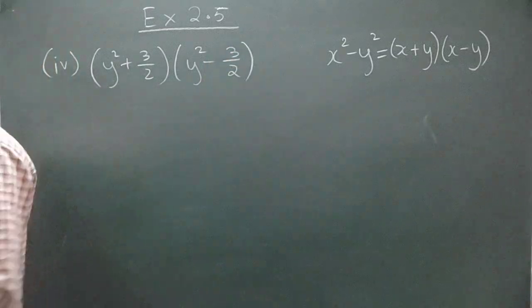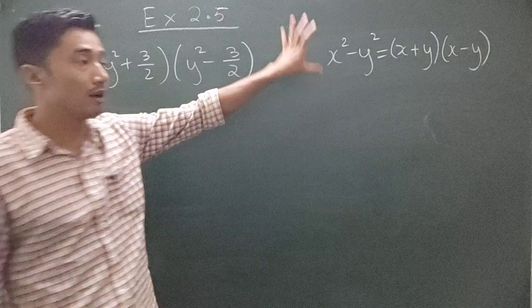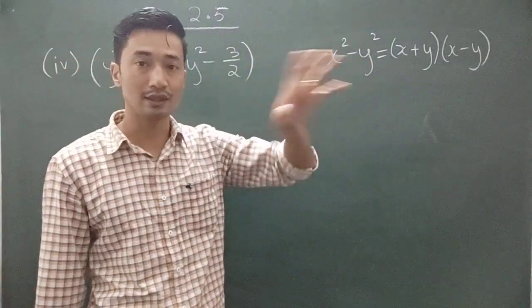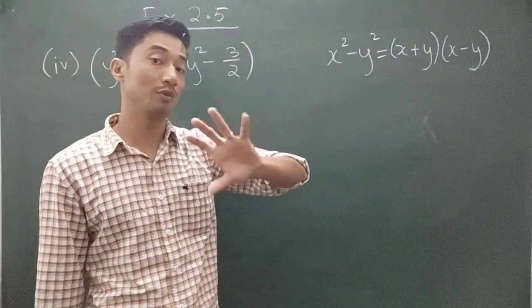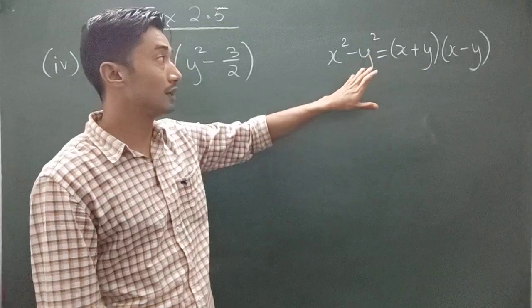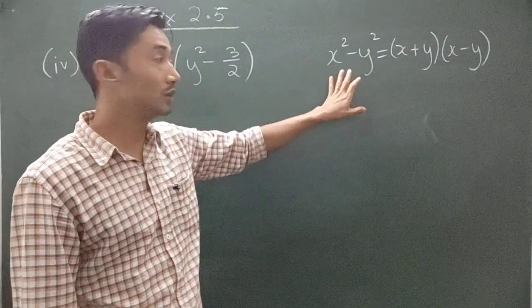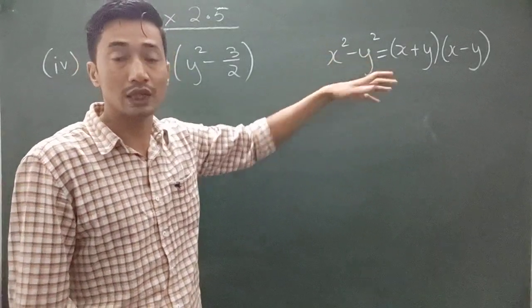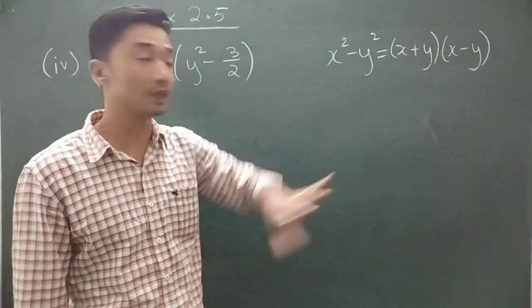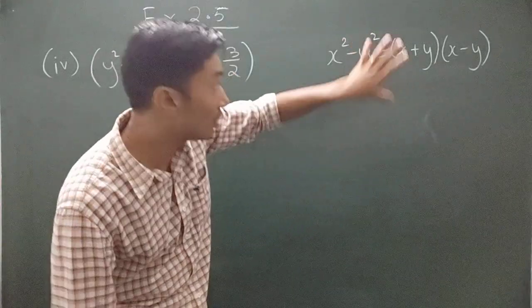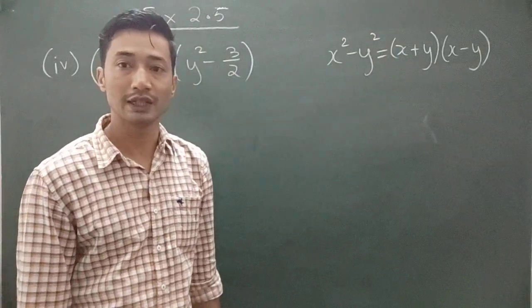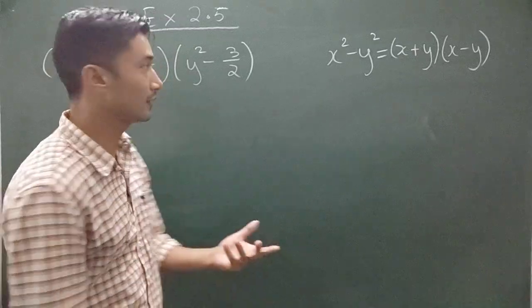I repeat again, the identities are just the standard identities, just the model with which we will be comparing. It's not that every time all the problems will be of this. The value of x, the value of y can be different, but as long as it fits in the model, we will be using the identity.